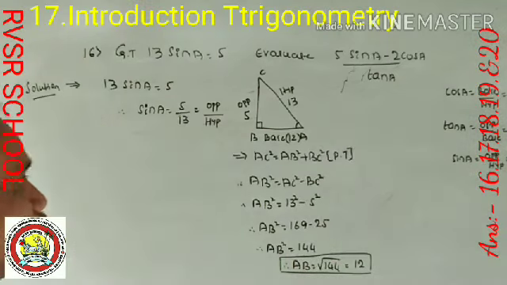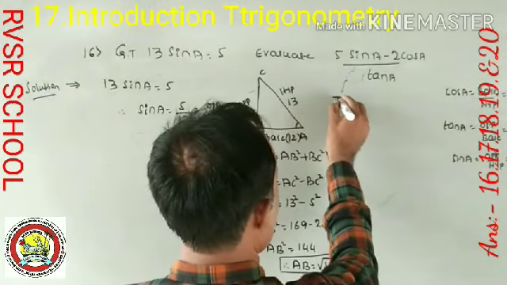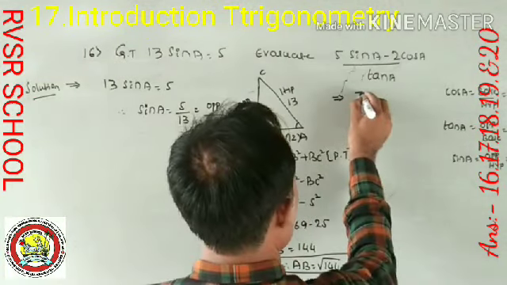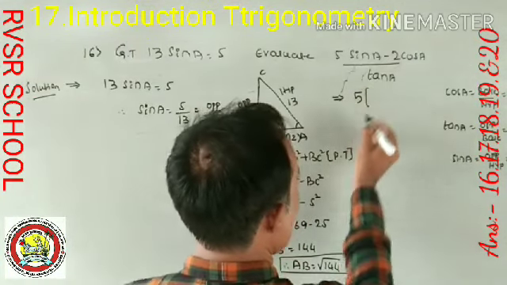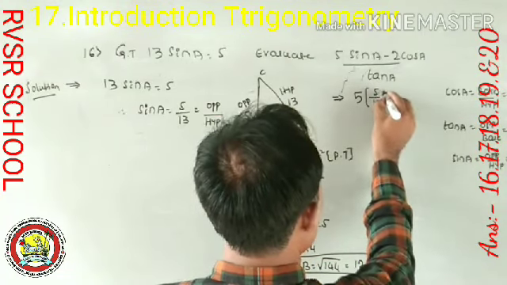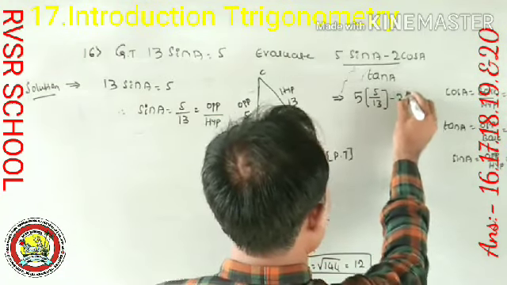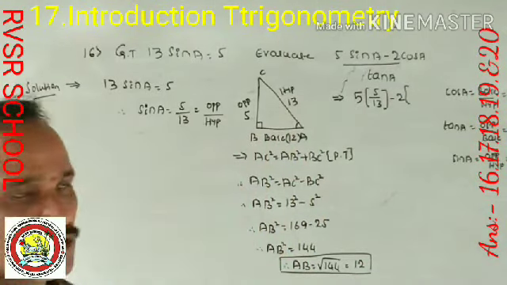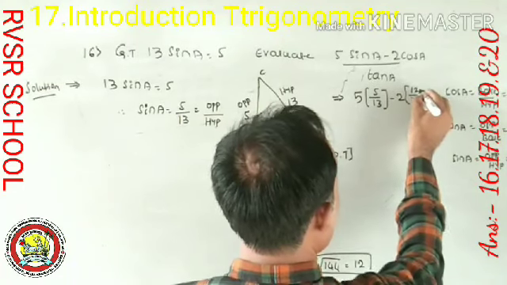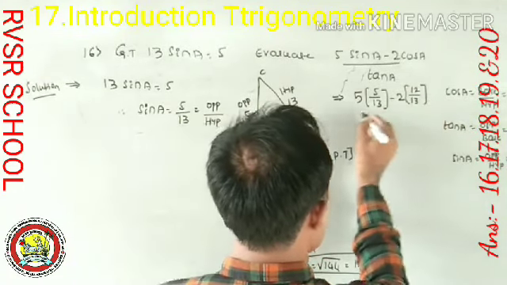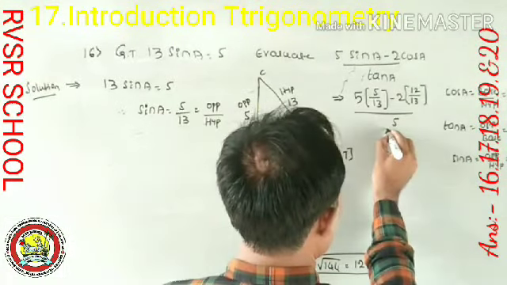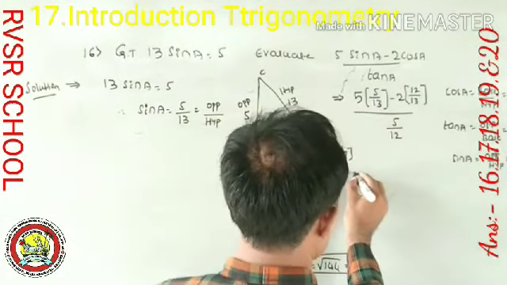Now we replace in the given question. 5 into sin A, what is the value of sin A? 5 by 13, minus 2 into cos A, what is the value of cos A? That is 12 by 13, divided by, what is the value of tan A? That is 5 divided by 12.